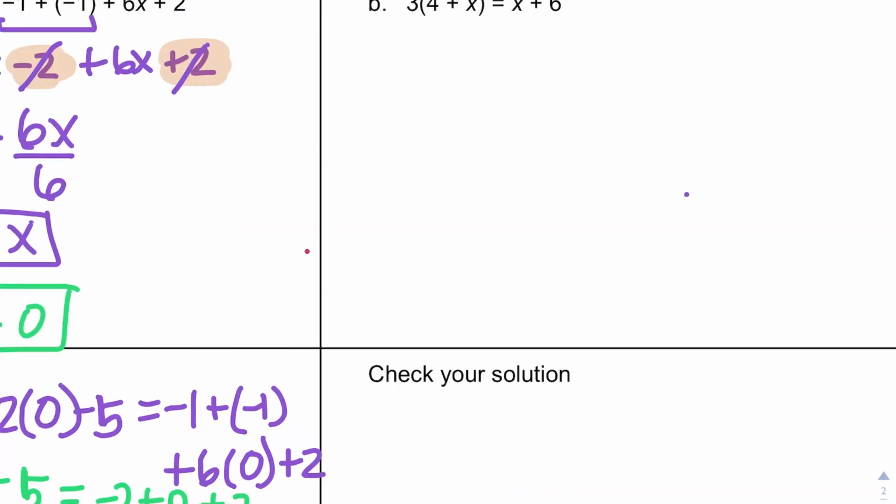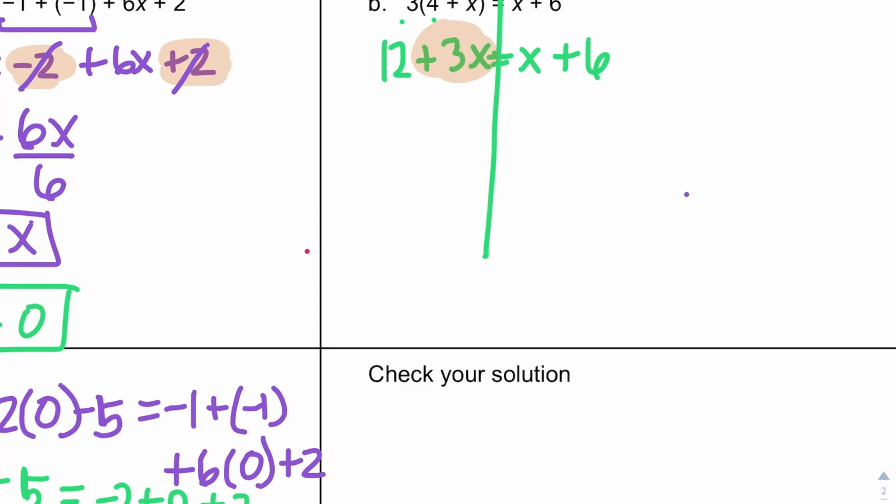Part B, 3 groups of 4 plus x equals x plus 6. I'm going to go ahead and put up a wall and then make these 3 groups of 4 become 12. If I have 3 groups of 4 ones, I have 12 ones. 3 groups of x is 3x equals x plus 6. Okay, then I'm going to isolate the 3x on the left side. I want to keep this by itself.